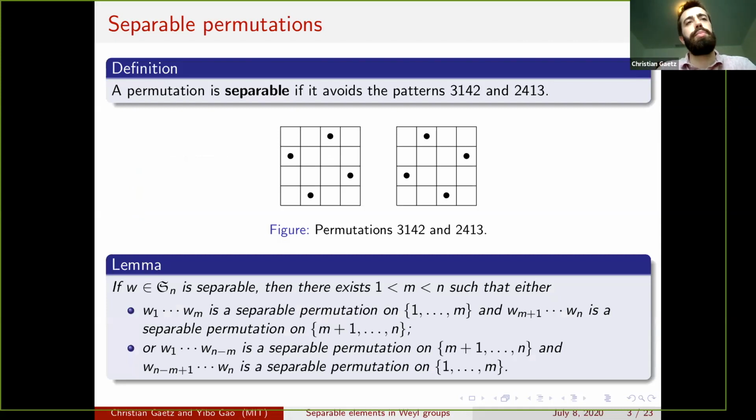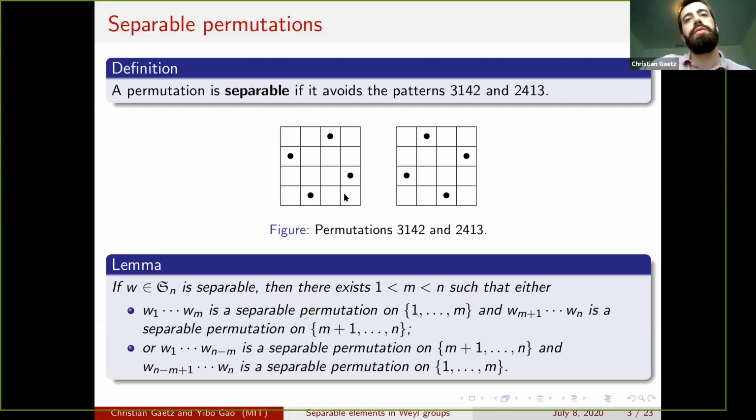Okay, so a permutation is called separable if it avoids the patterns 3142 and 2413. By avoiding a pattern, I mean there's no subsequence of my permutation in the same relative order as either of these sequences. Here I've drawn the permutation matrices, if you like, of these two permutations, and you can see they're quite similar.